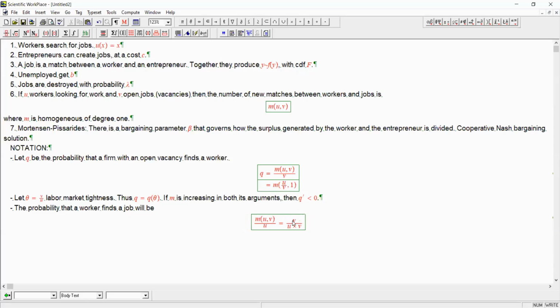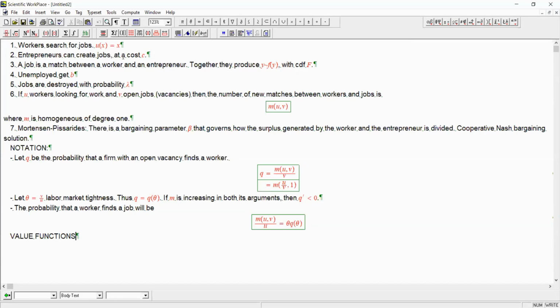So this is all the same as q of theta, and this v over u is theta. So the probability of a worker finding a job is also a function of theta, but it's this function, theta q theta. So we'll need to keep all of this in mind as we go forward. Next, we want to write out the value functions of all the agents involved in this environment.